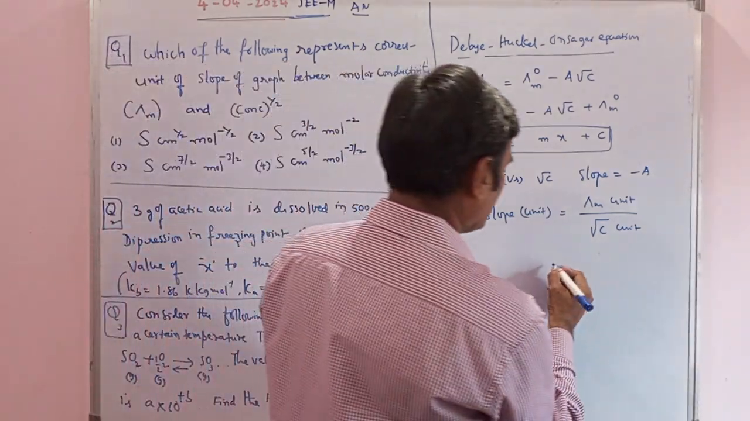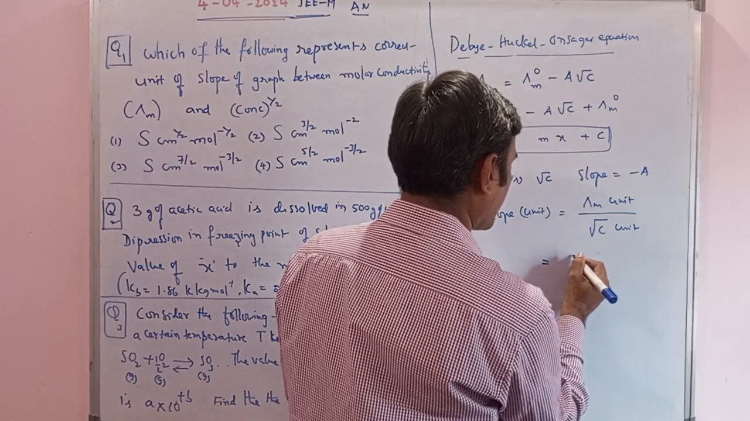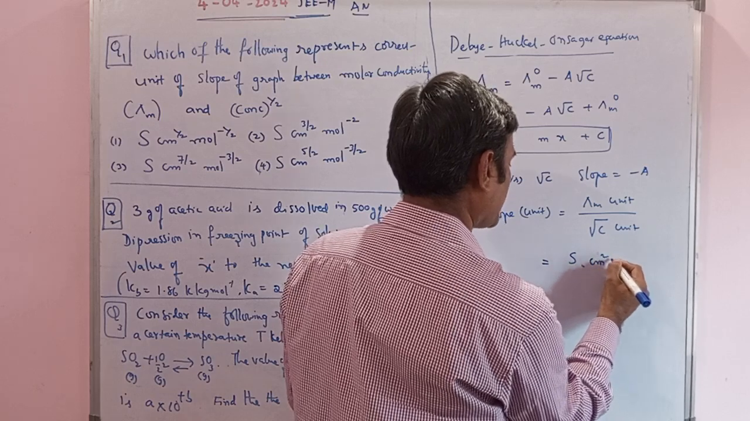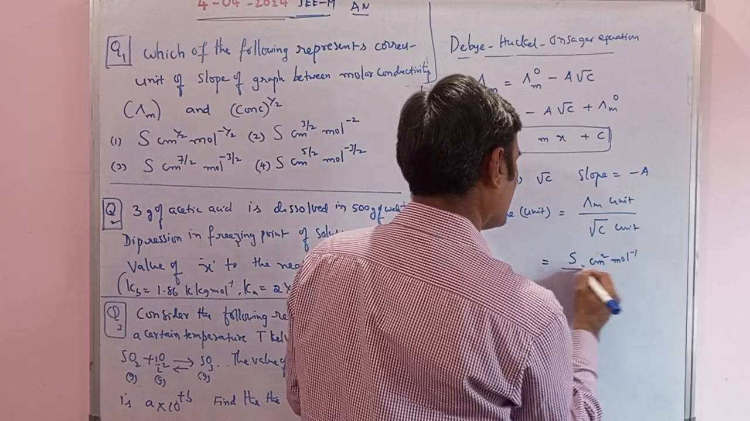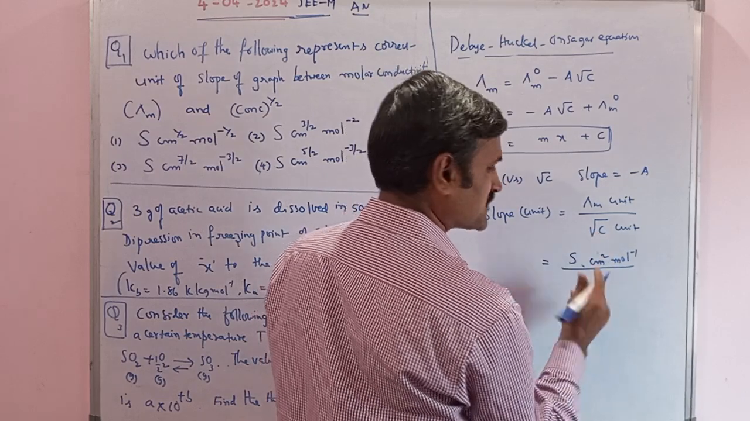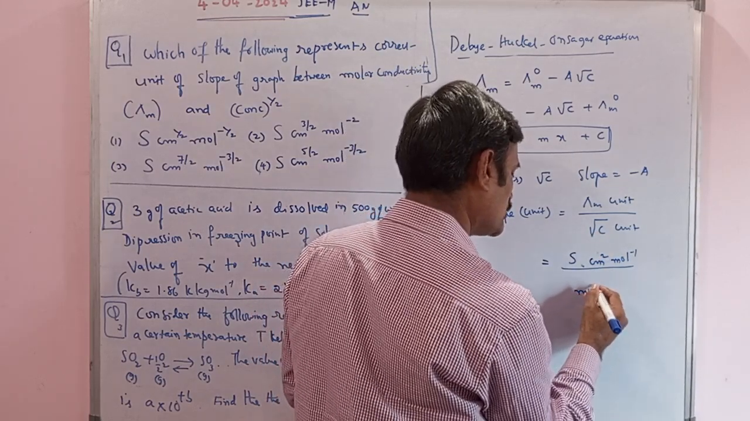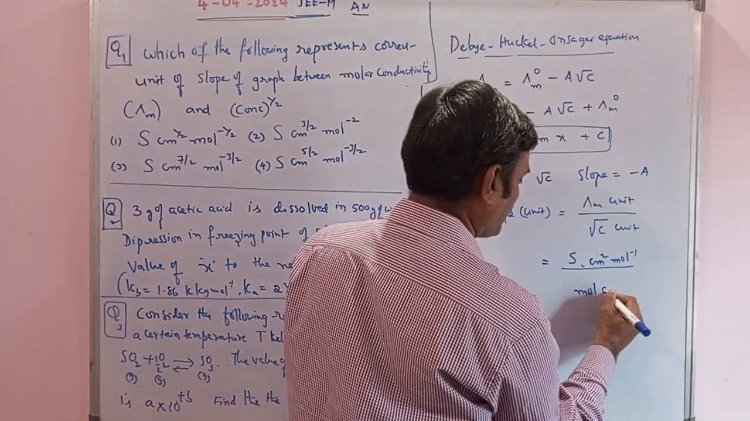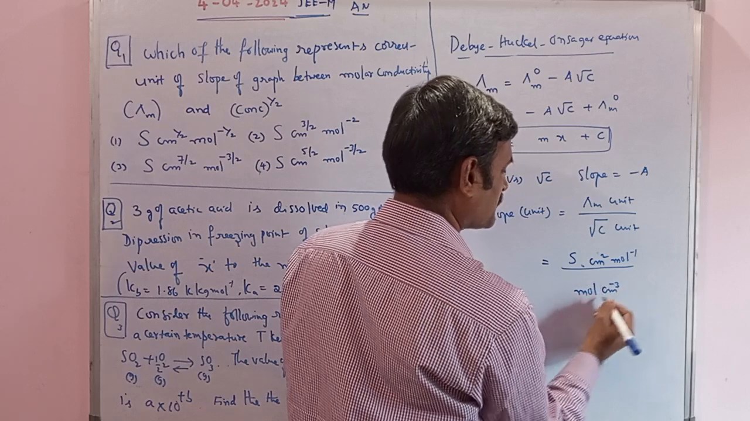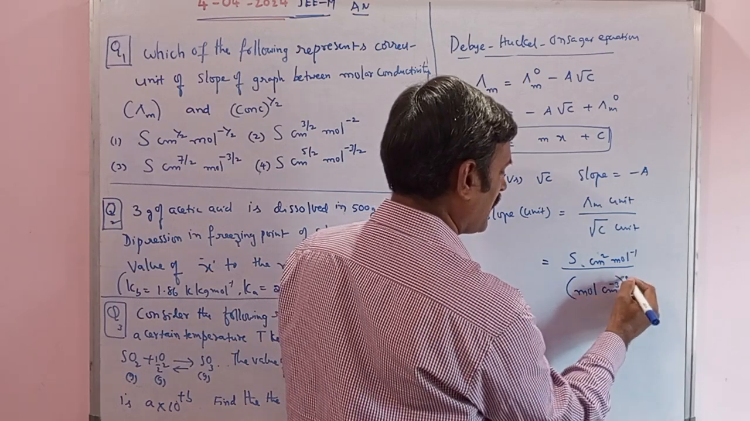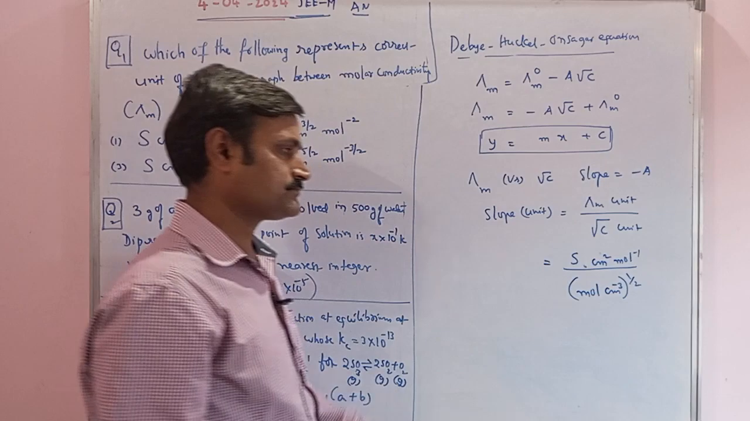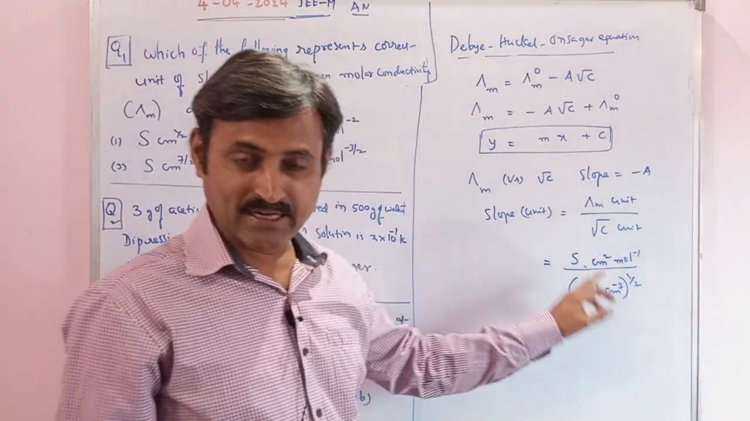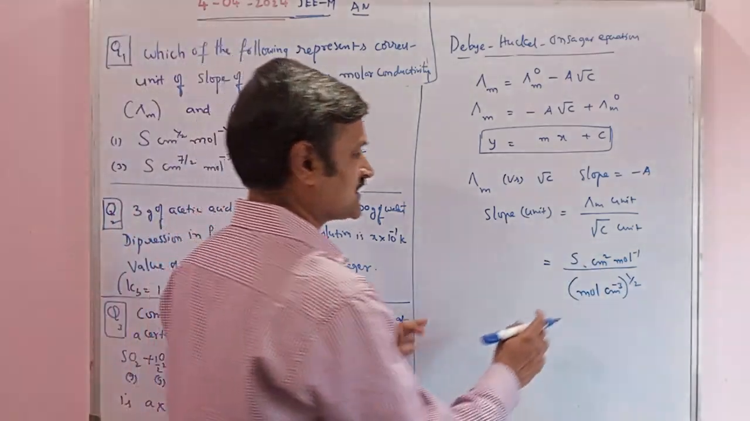Now let us see what is the unit of lambda m. Molar conductivity units are Siemens centimeter square per mole, divided by concentration, which is moles per liter. But 1 liter will be converted into centimeter cube, so moles per centimeter cube whole power 1 by 2. So this is moles per centimeter cube, the units of concentration.